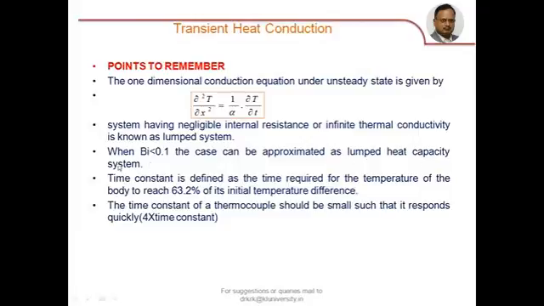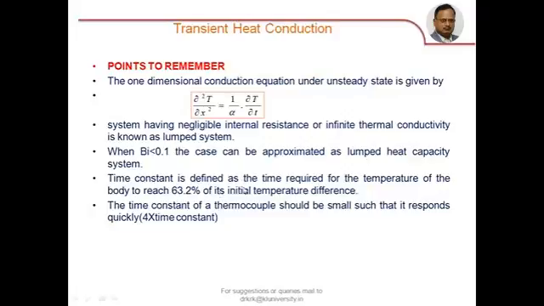The importance is, in a lumped heat capacity system, temperature is only a function of time. It is independent of x, because the internal resistance is negligible. Throughout the body, the same temperature will be maintained altogether. And one time constant is defined as the time required for the temperature of the body to reach 63.2% of its initial temperature difference.